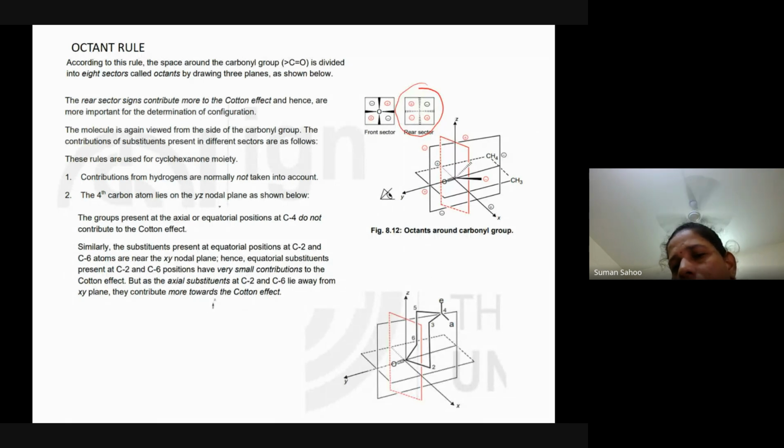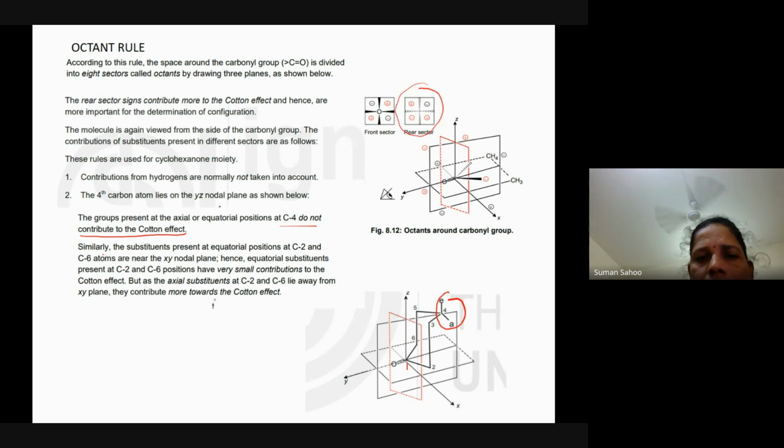Mostly we are doing it in case of cyclic ketones. So for this cyclohexanone, you view it from this side and number it like this: 1, 2, 3, 4, 5, 6. There are some rules. Contributions from hydrogens are normally not taken into account. The fourth carbon atom lies on the YZ nodal plane, so a group present at the axial or equatorial position at C4 does not contribute to the Cotton effect.